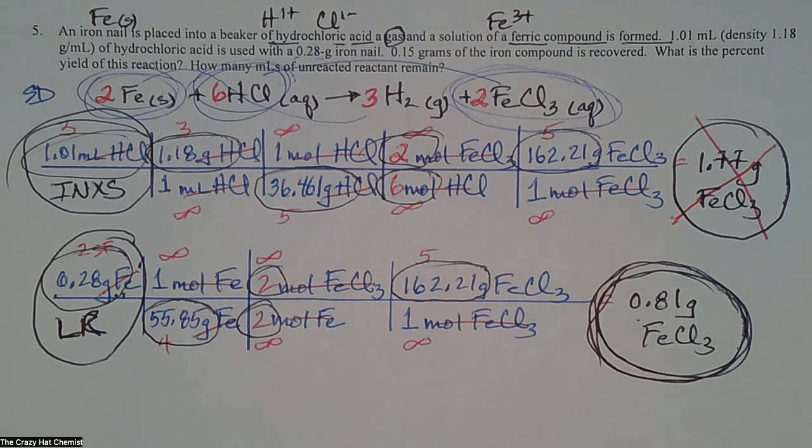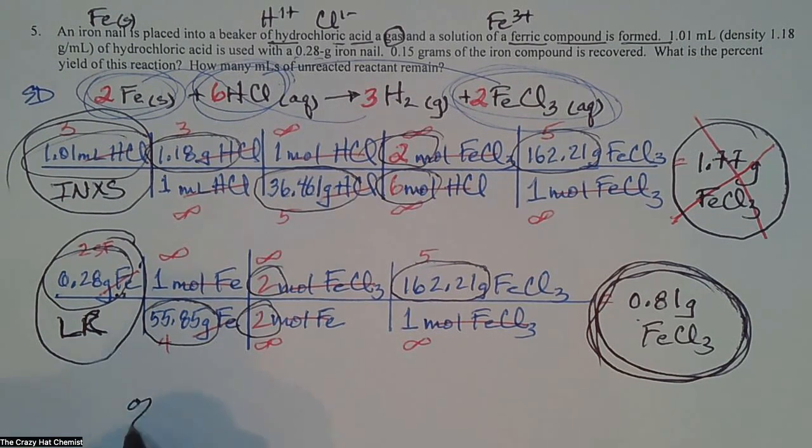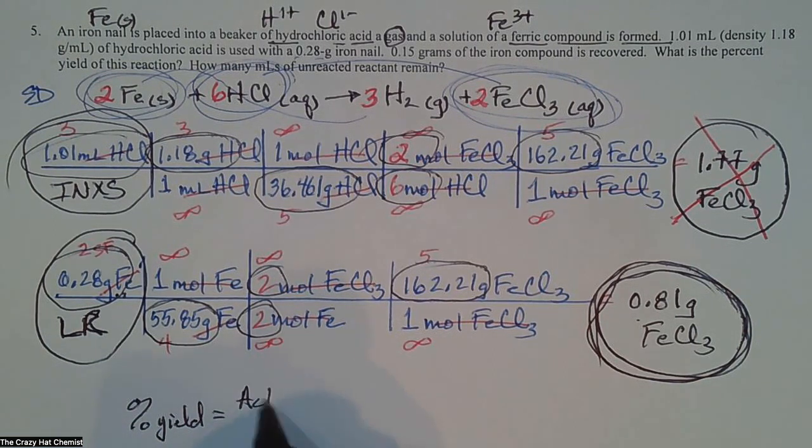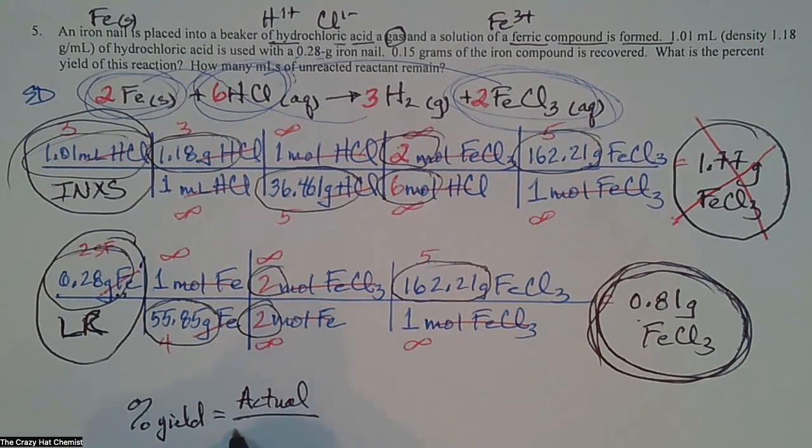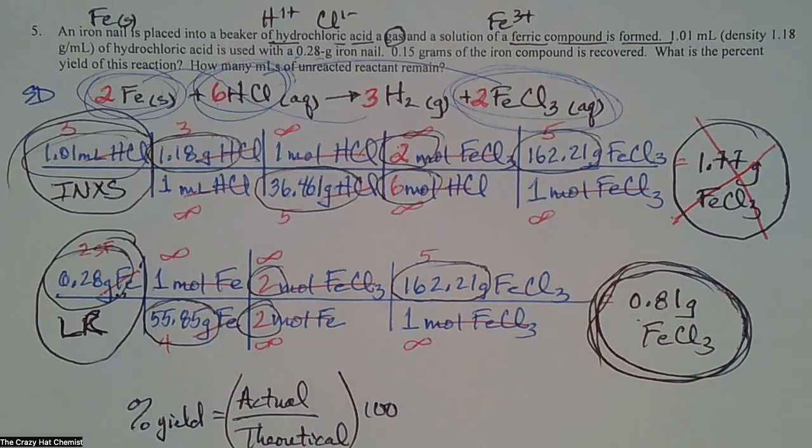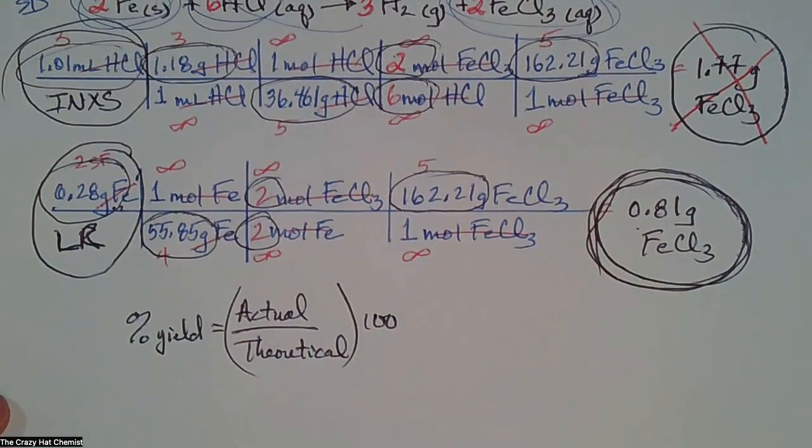All right, now what we're going to do is we're going to answer our percent yield. So our percent yield is equal to the actual divided by the theoretical times 100. Okay, I'm going to move this up so you can see all of this.